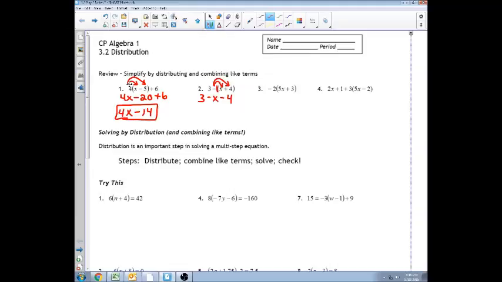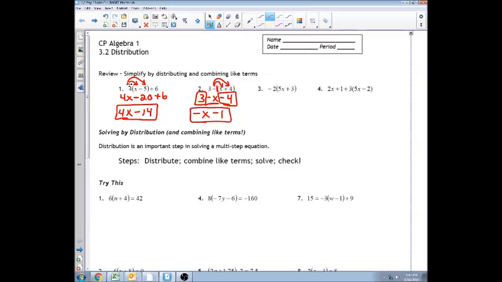I want to combine like terms and write in standard form. So the first thing I would want to do is check for my x's. There are no other x's, so it would be negative x. Then I will check for my numbers. 3 minus 4 would be negative 1. And that is my answer.